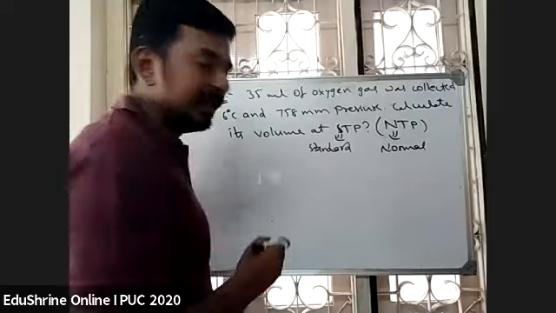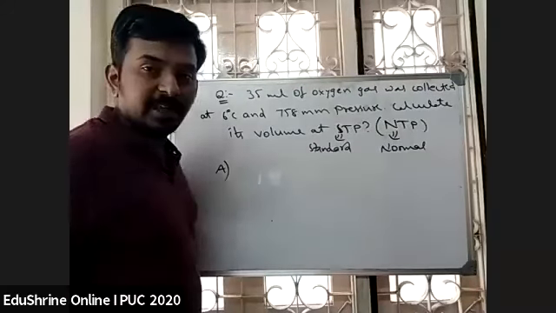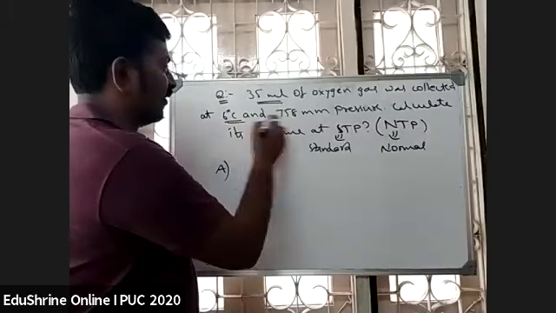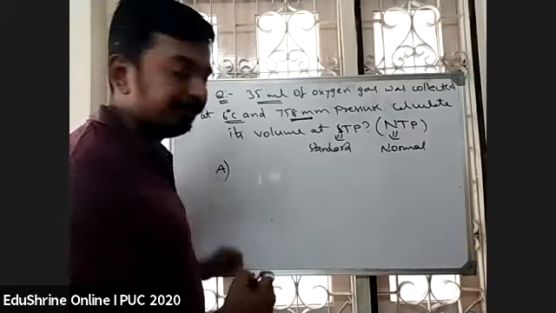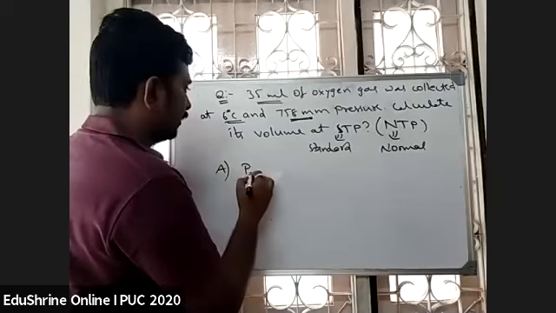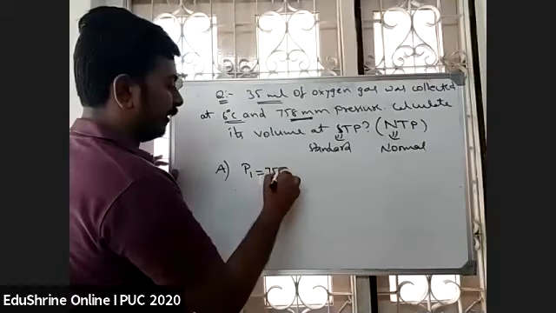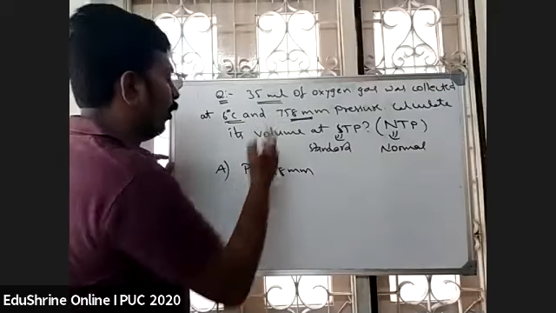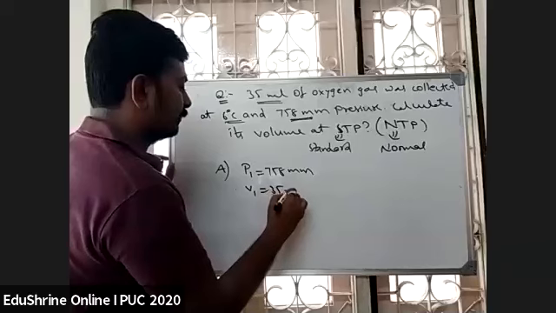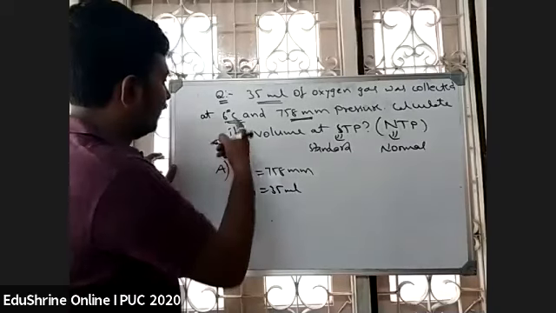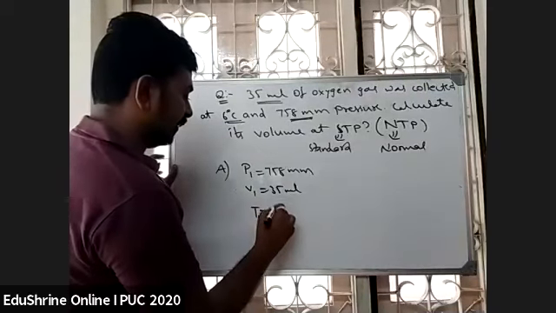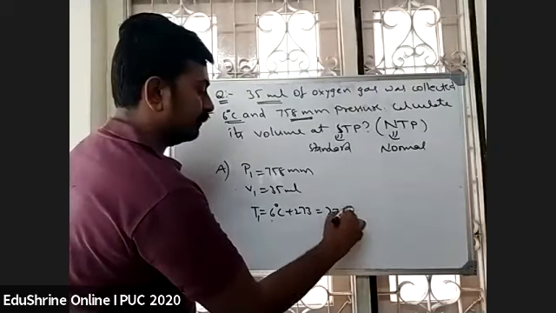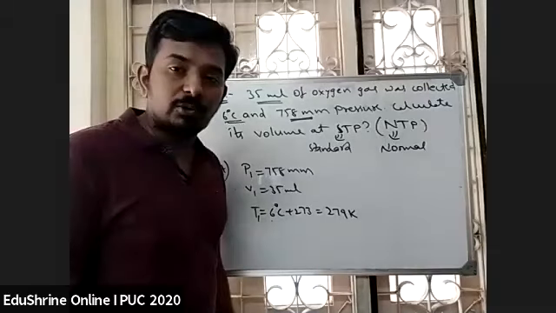Okay, let us see which answer is correct. First, volume is 35 ml when the temperature is 6 degrees and pressure is 758 mm. So let the pressure P1 be 758 mm. Then volume V1 is 35 ml. Temperature is 6 degrees centigrade plus 273, that is 279 Kelvin. Temperature T1 is 279 Kelvin.